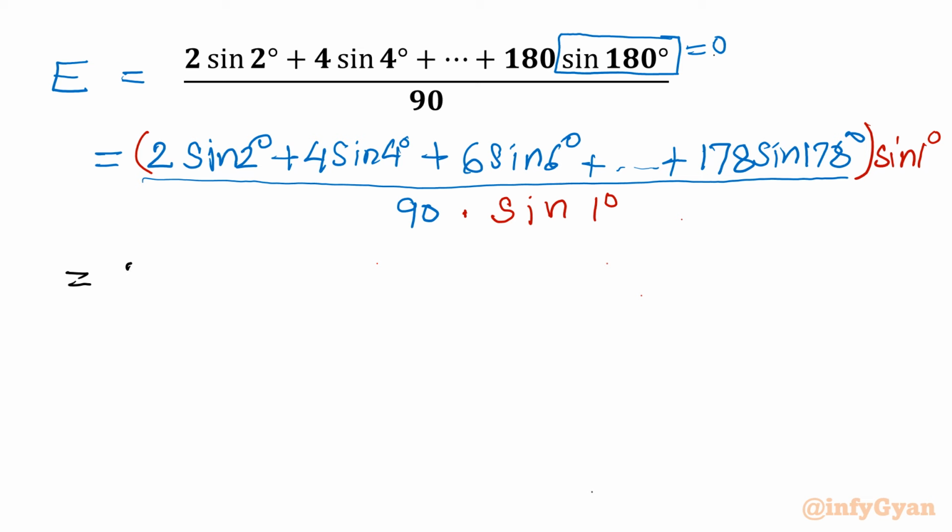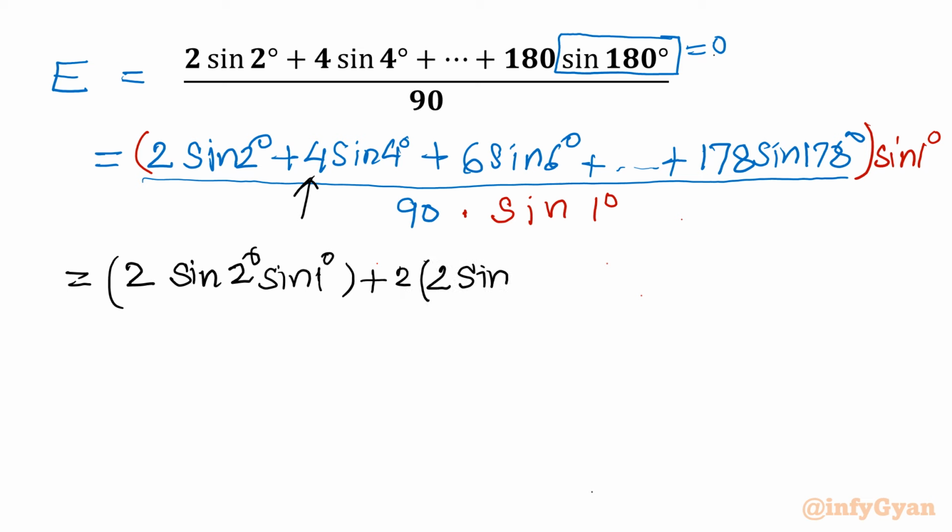I will write here 2 sin 2 degrees times sin 1 degree, plus. Now this 4 I will split as 2 times 2, so I will be writing 2 outside: 2 sin 4 degrees times sin 1 degree. Now this 6 I will split as 2 times 3, so I will be writing 3 in bracket 2 sin 6 degrees times sin 1 degree.